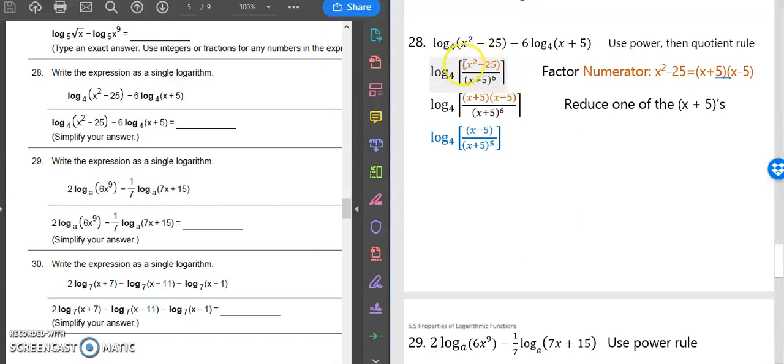So we can factor our numerator up here. We can factor that, and that will become x minus 5 times x plus 5. So now we see we have x plus 5 times x minus 5 over x plus 5 raised to the 6th power. So we can reduce one of these x plus 5s with one of the x plus 5s that we have down here. Down here we have 6 of them. So this one will cancel. We'll take away one of these. So our final answer will be log base 4 of x minus 5 over x plus 5, all raised to the 5th power.